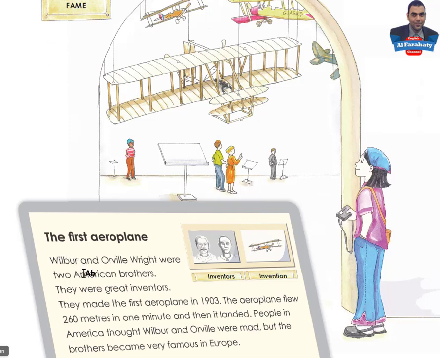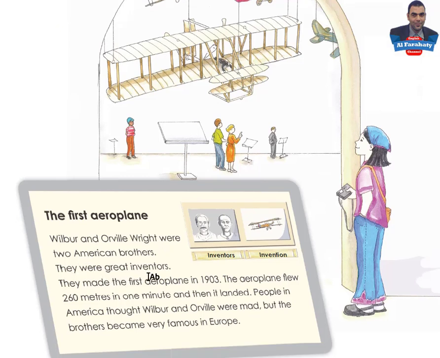Wilbur and Orville Wright were two American brothers. They were great inventors. They made the first aeroplane in 1903, and you can say in 1903. The aeroplane flew 260 meters in 1 minute and then it landed. People in America thought Wilbur and Orville were mad, but the brothers became very famous in Europe.